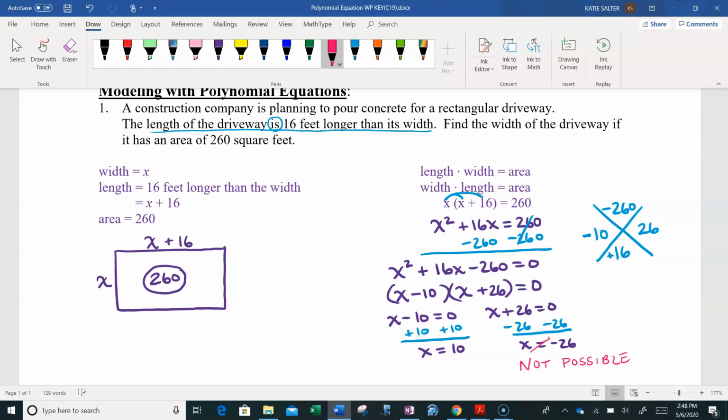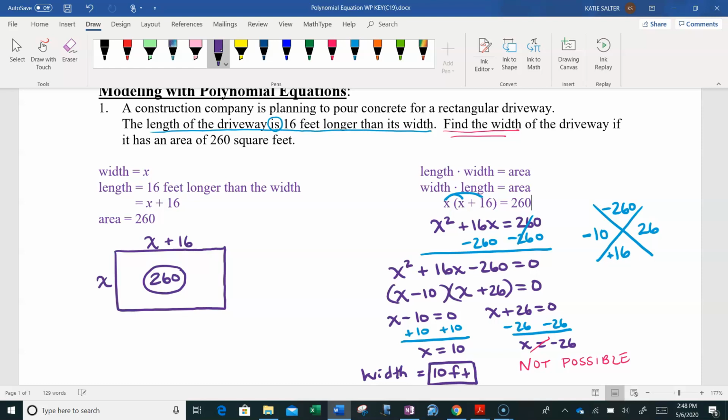Always go back and make sure you reread your question. The question in this case is find the width, and we have set the width as x. So we have found our answer when we found x is 10. So our final solution would be that the width is equal to 10 feet, because the units in this case are feet.